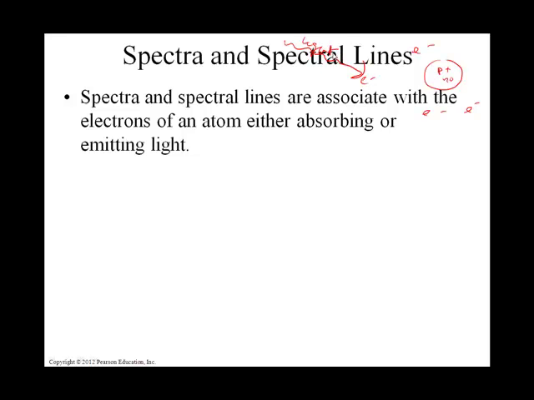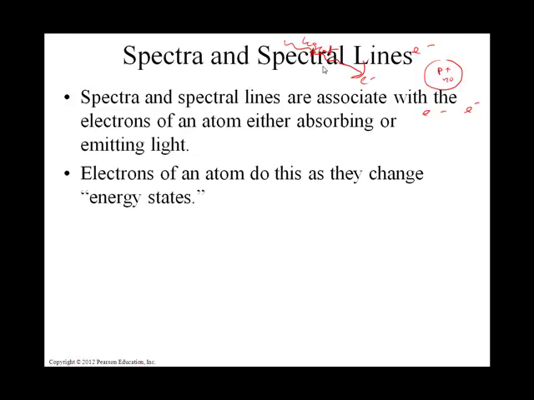For instance, we could talk about what happens with gamma rays when it interacts with matter, what happens with radio waves when they interact with matter. Okay, so we're going to talk about this thing called spectral lines. And spectral lines has to do with the electrons. Specifically, spectral lines are created as electrons change energy states.